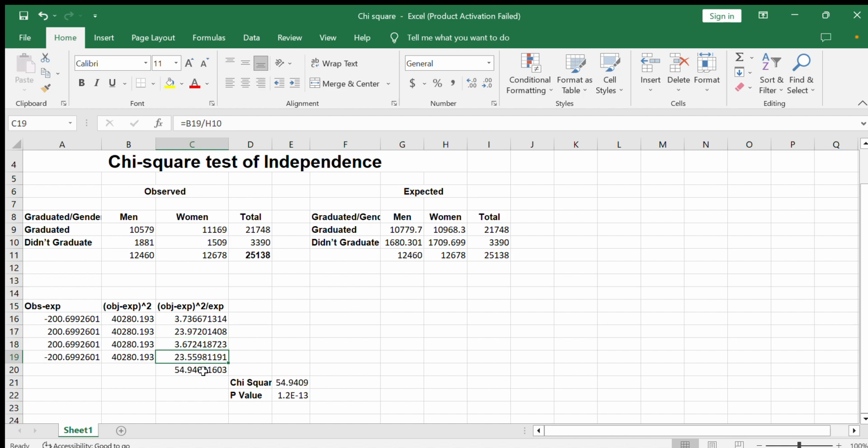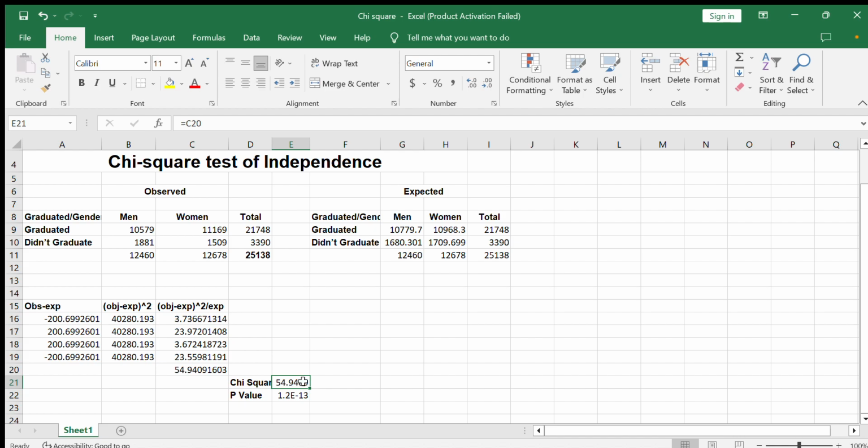So the chi-square value is what we will now look at, and most of you are asking questions concerning the chi-square value. It is a summation. If you double click this, you discover there is a sum of C16 through to C19. That is the addition of these values 1, 2, 3, 4, which gives us the value 54.9409, which is the chi-square actual value. That is the question somebody is asking me.